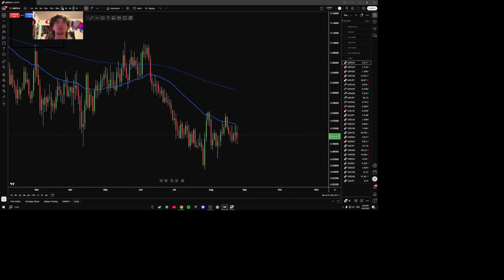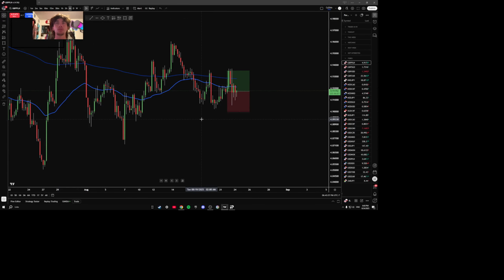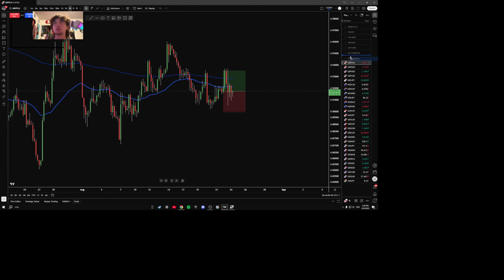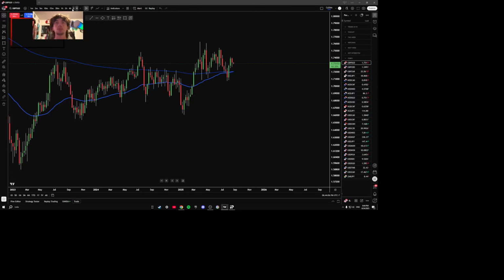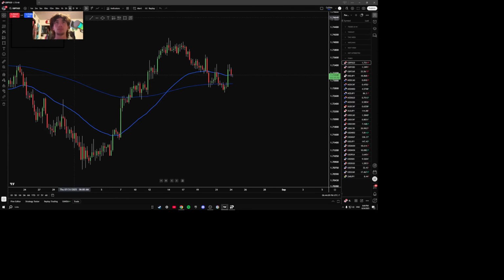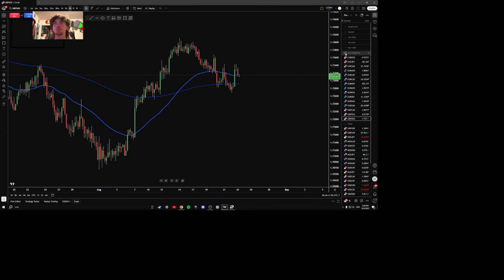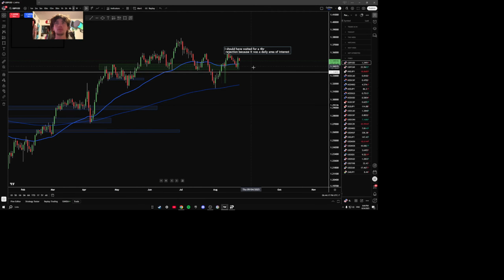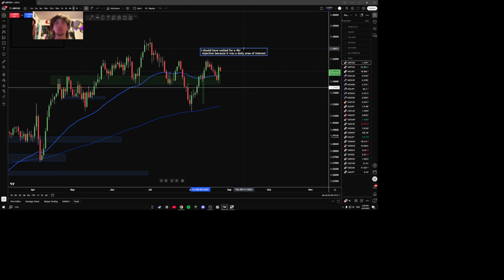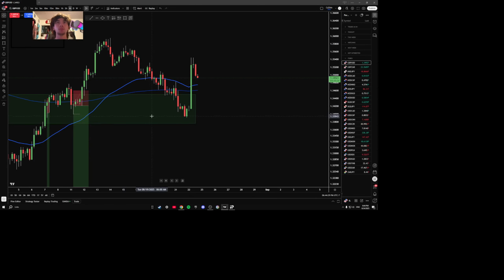GBP PLN. Ranging. I don't like it. GBP USD. Daily area of interest. Retest to buy. Is that open? No, that was Friday news.